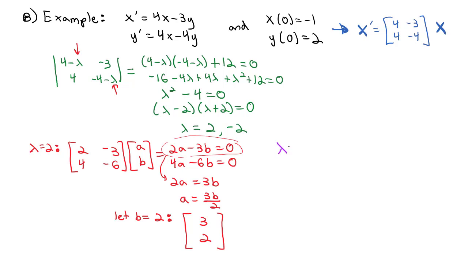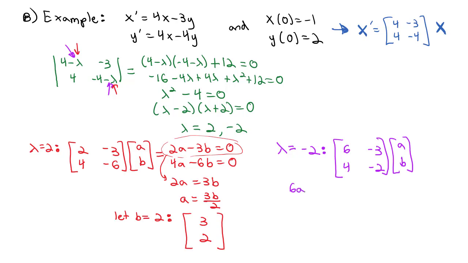Let's then figure out what happens when lambda is equal to -2. Well, 4 minus -2, again, I'm plugging the -2 in for the lambdas, gives us 6, -3, 4, and -4 minus -2 is going to be -2, times our a, b. I'm running out of space, so let's just go below.